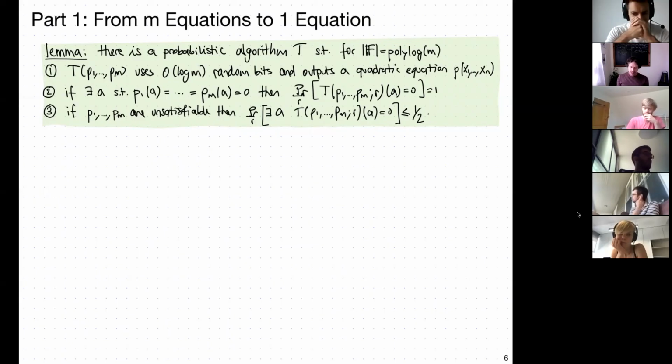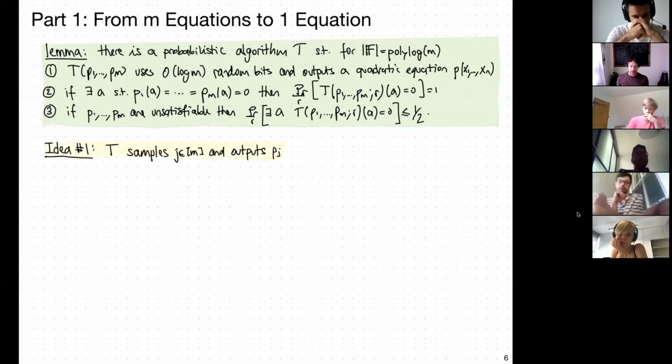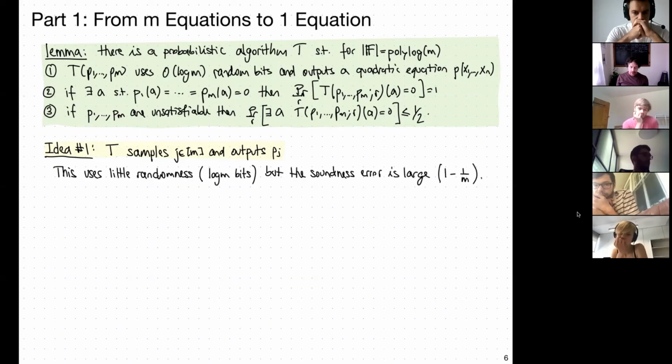So the completely naive idea that I would have tried in this case is maybe pick one equation and just output that equation, right? So you have m different equations, and you want to check if all of them are satisfiable. So sample one of them at random and see what happens. The point is that this uses very little randomness. You only need log of m bits of randomness in order to do this trick. It's just to choose. But the soundness error is very, very large, right?